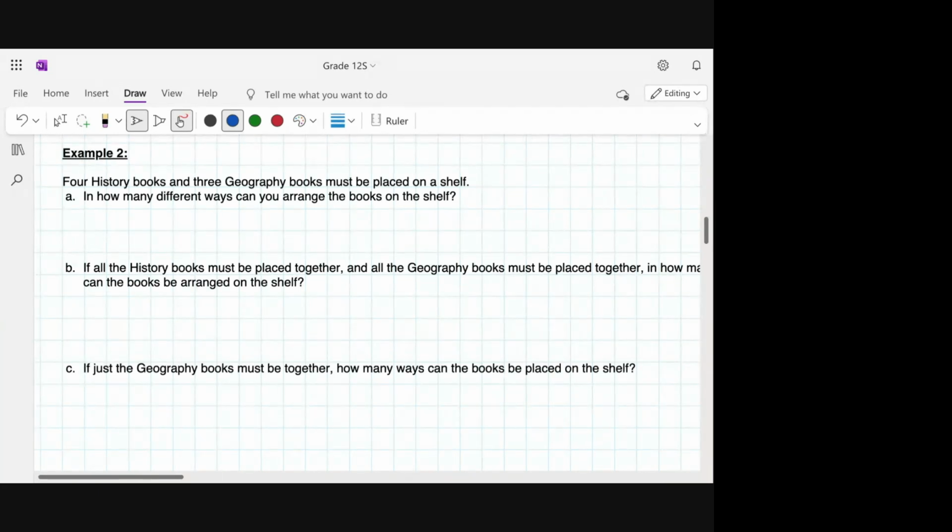I've got 7 books, so 7 factorial, and this always freaks me out, that 7 factorial gives me 5,040. That 7 books can be arranged in 5,040 different ways. It's just weird to me. But anyway, it's true.